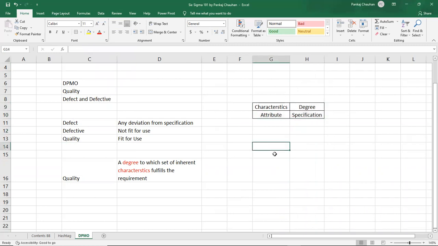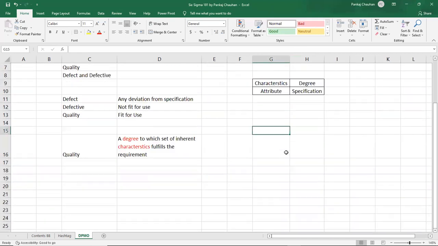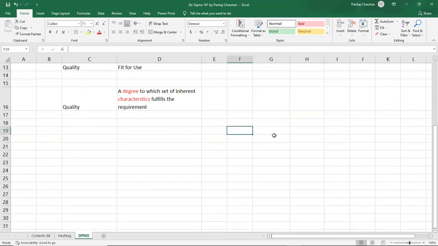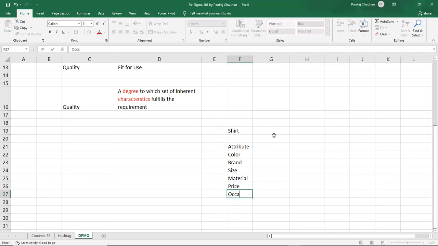We'll take an example. Suppose you wanted to buy one product, maybe a shirt for yourself. You go to the market and you are looking for the shirt. What are the attributes you are looking for in a shirt? You will say I am looking for the color, the brand, the size, the material, the price, or maybe the occasion. These are a couple of attributes.